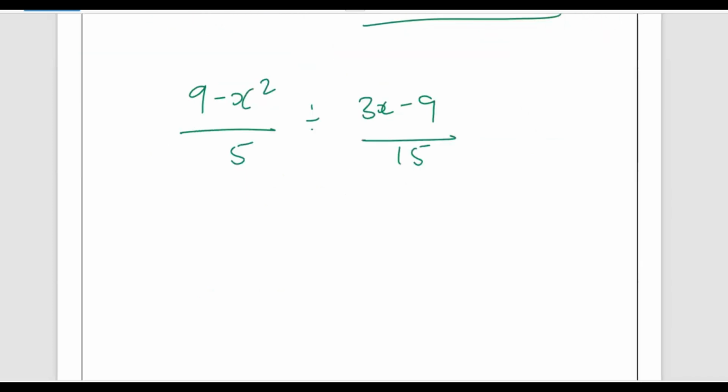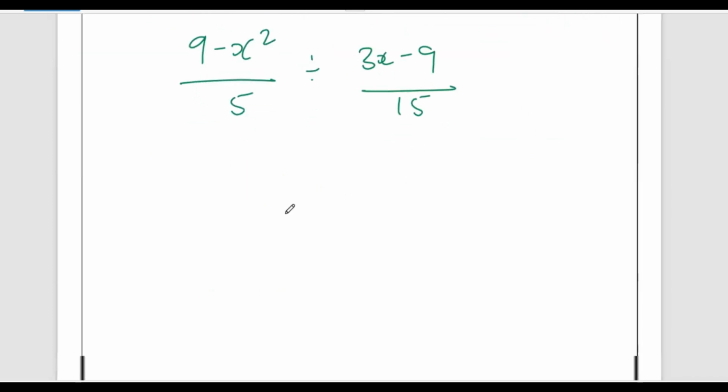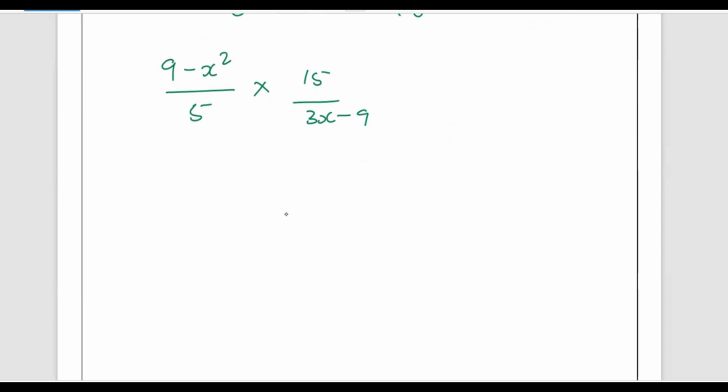All right, so one thing we said first was we can't divide fractions. So we need to change the sign. I prefer changing that sign and everything before I start with the factorization. So it's going to be 9 minus x squared over 5 times 15 over 3x minus 9. Then I can go ahead and do the factorization.